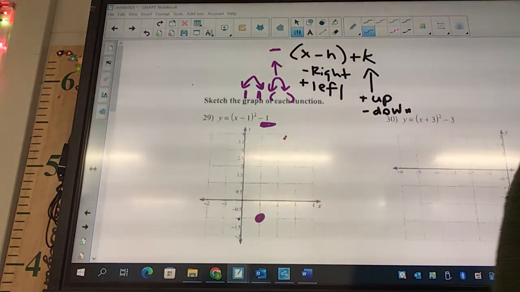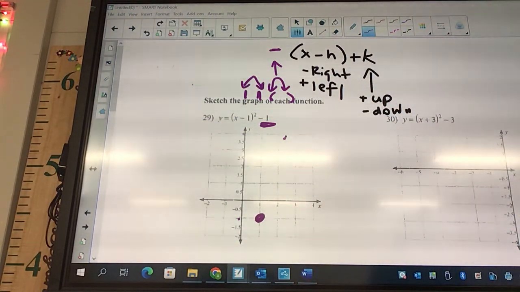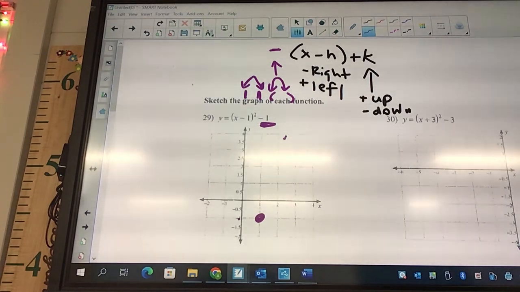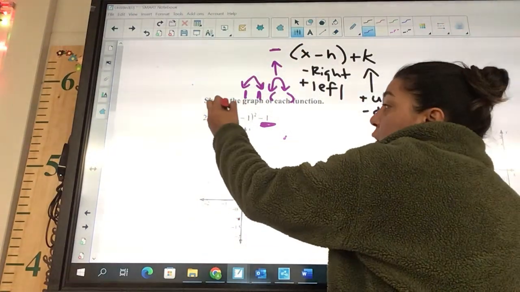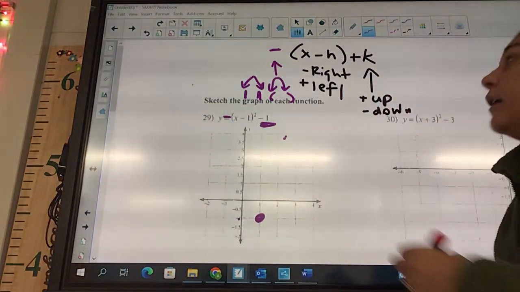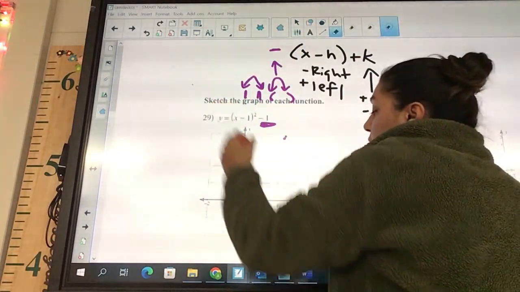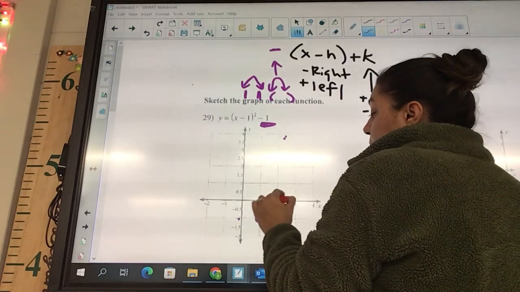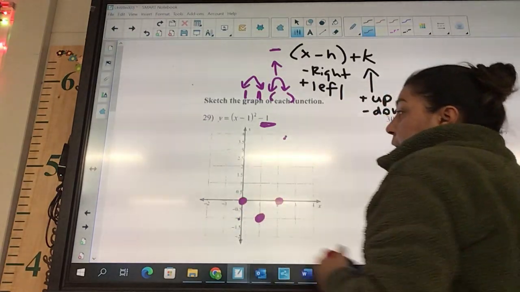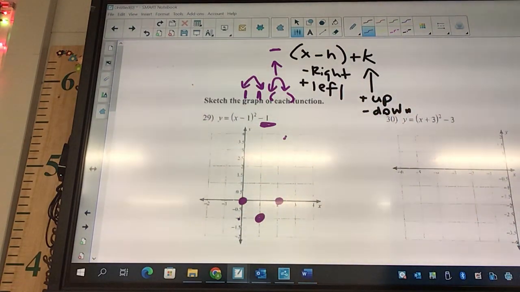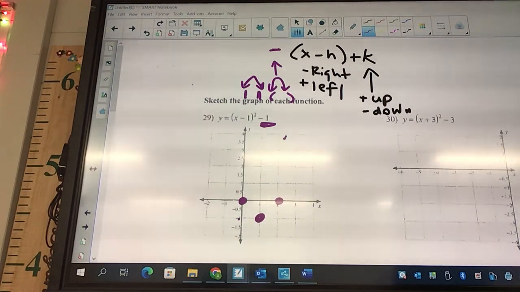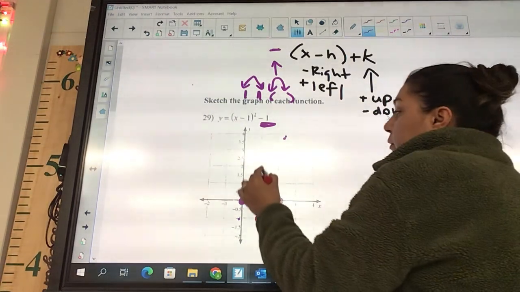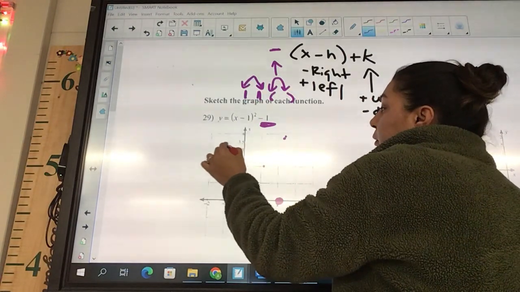Does this graph open up or down? Up. Okay, there's no minus out here in the front. If it was going to open down, there'd be a minus there. Okay, but there's not. So you're going to go up 1 over 1. And then how do we find the next set? Remember, how many do we go up? 4. Up 4. 1, 2, 3, 4. Over 2.